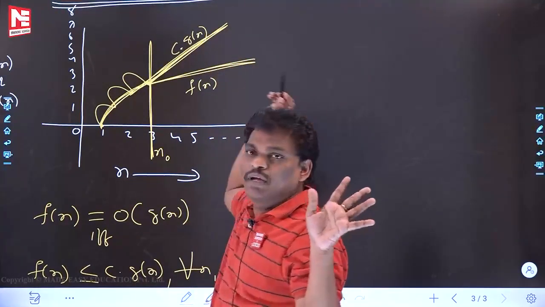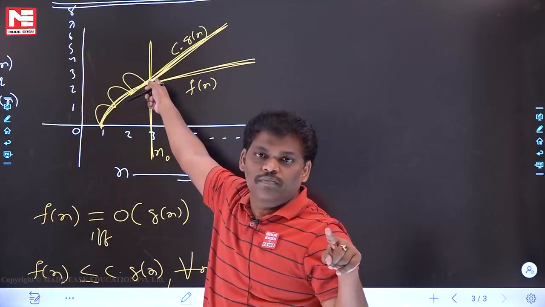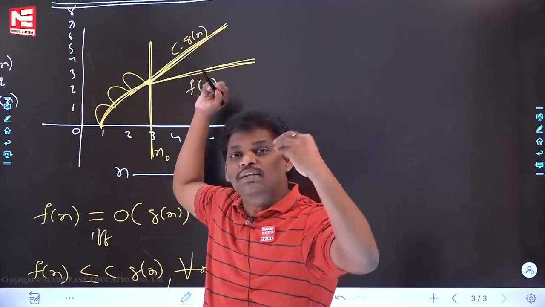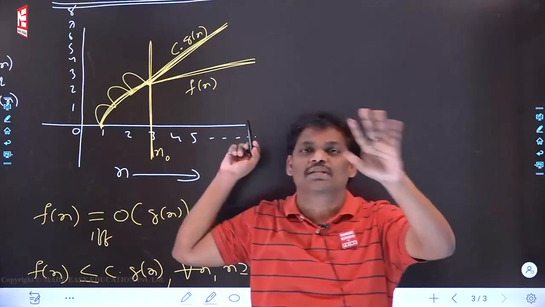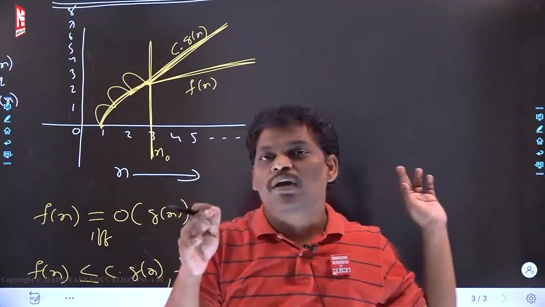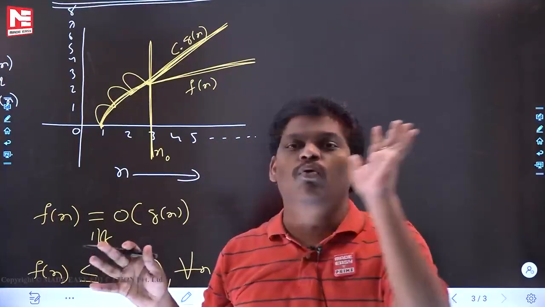after taking C's help. That c may be 1, that c may be 2, anything, I don't know. But c is a constant, I can say that. From now onwards, if anyone asks you what is the meaning of big O, what will you say?